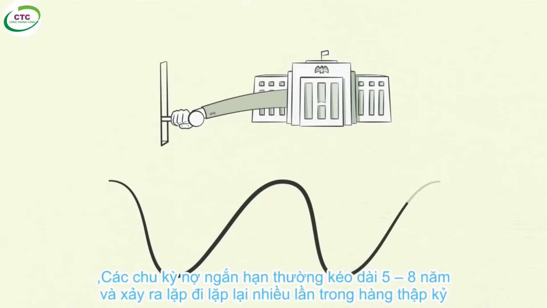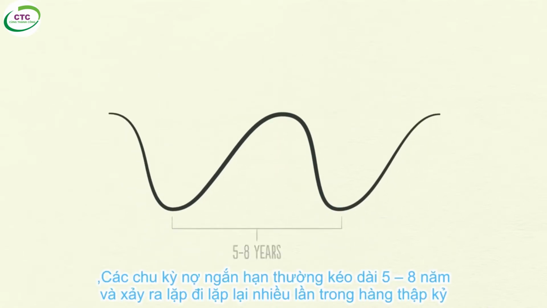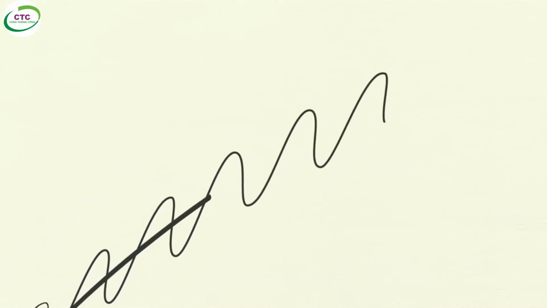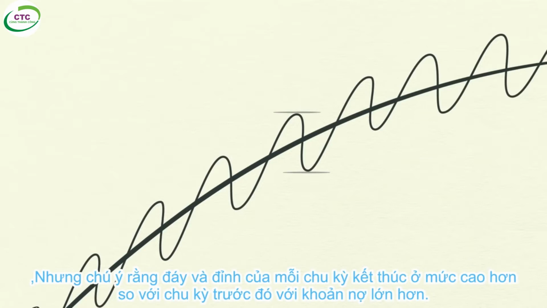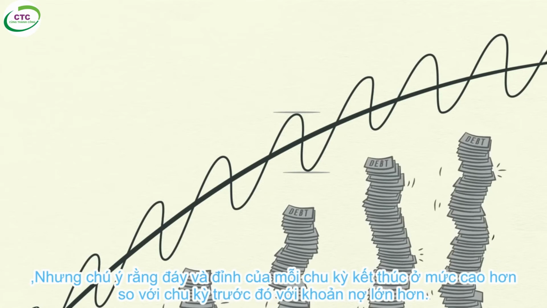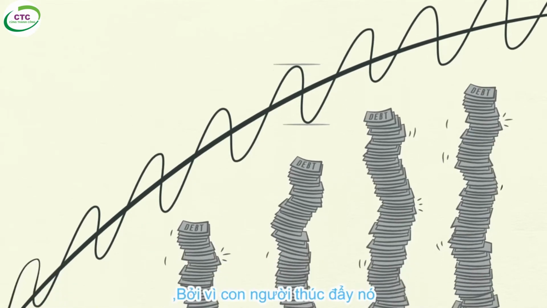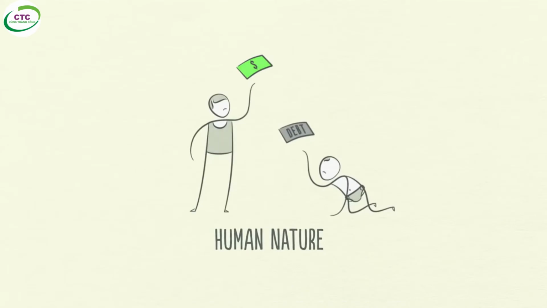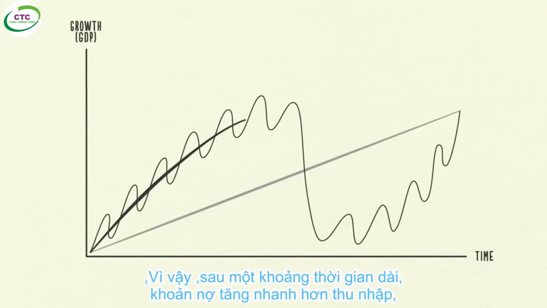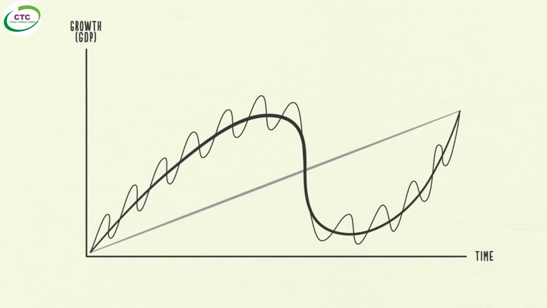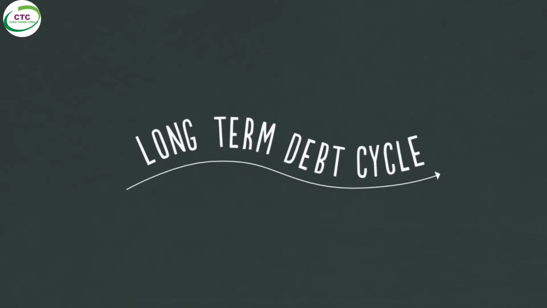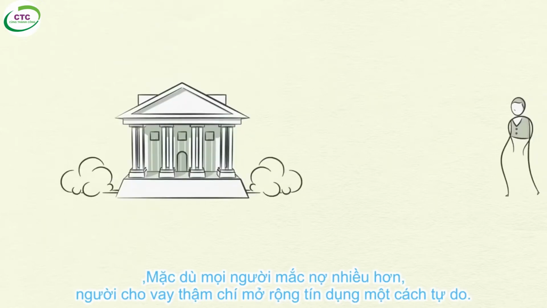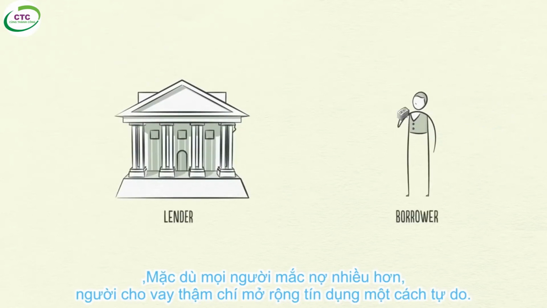And note that this cycle is controlled primarily by the central bank. The short-term debt cycle typically lasts 5 to 8 years and happens over and over again for decades. But notice that the bottom and top of each cycle finish with more growth than the previous cycle and with more debt. Why? Because people push it. They have an inclination to borrow and spend more instead of paying back debt. It's human nature. Because of this, over long periods of time, debts rise faster than incomes, creating the long-term debt cycle. Despite people becoming more indebted, lenders even more freely extend credit.